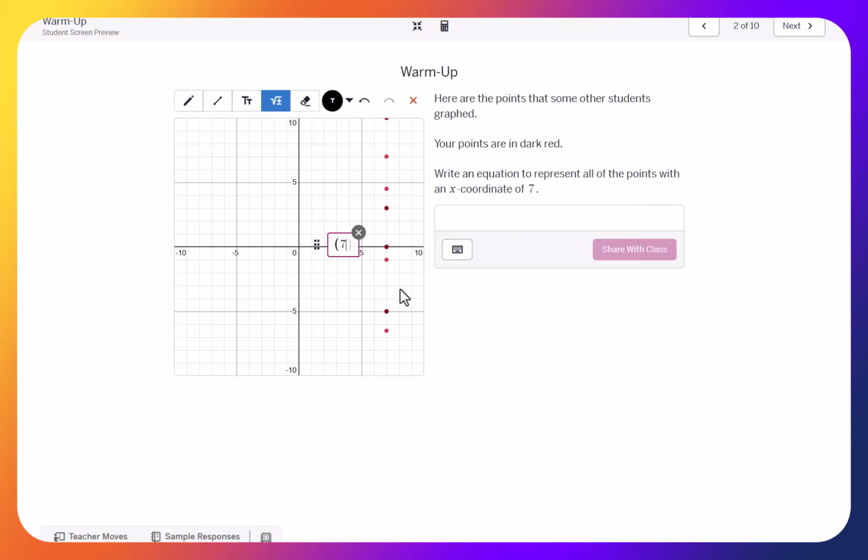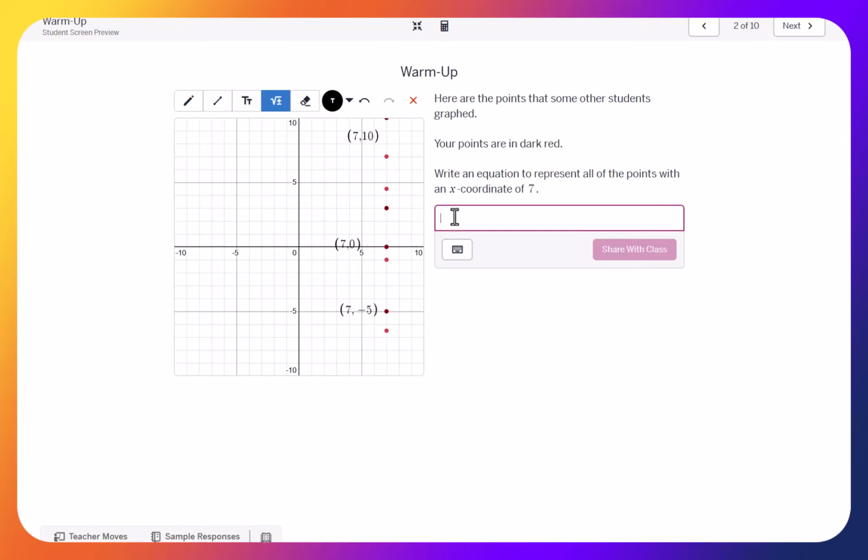My first point was the point 7, 0. I think my second point was the point 7, negative 5. And my third point was the point 7, 10. You don't have to type anything on the screen, but I wanted you to see, just visually, that the x value in all of these coordinates is 7.